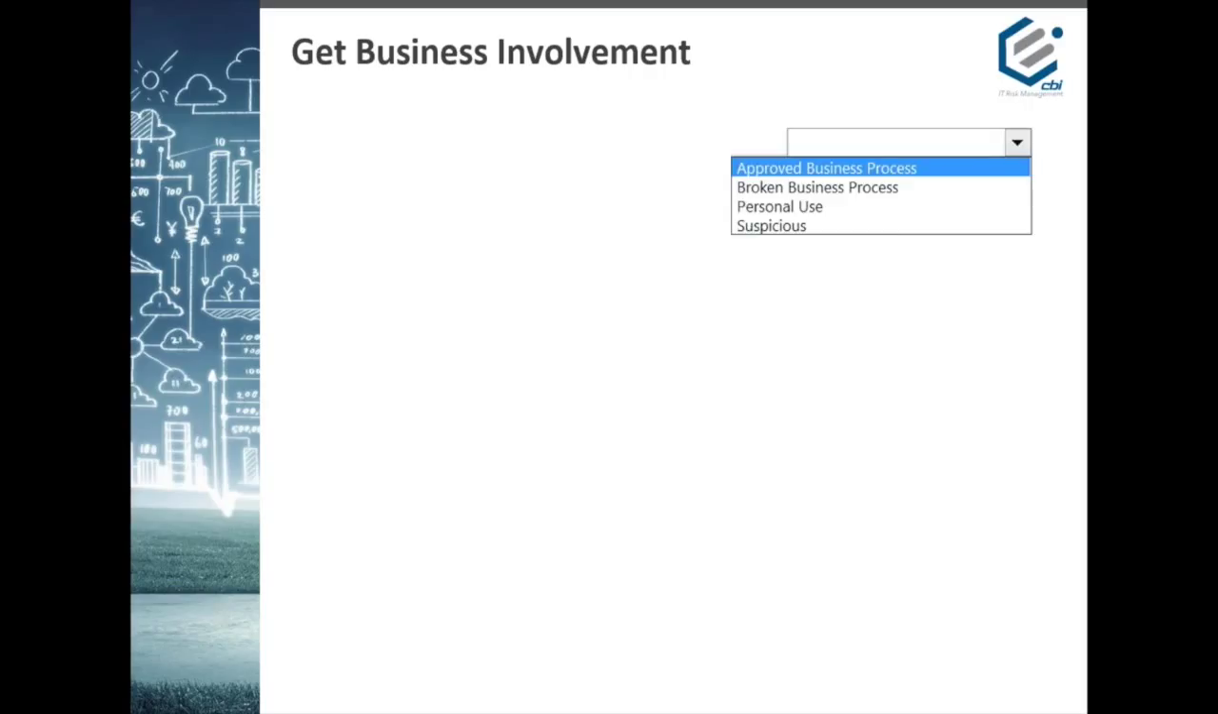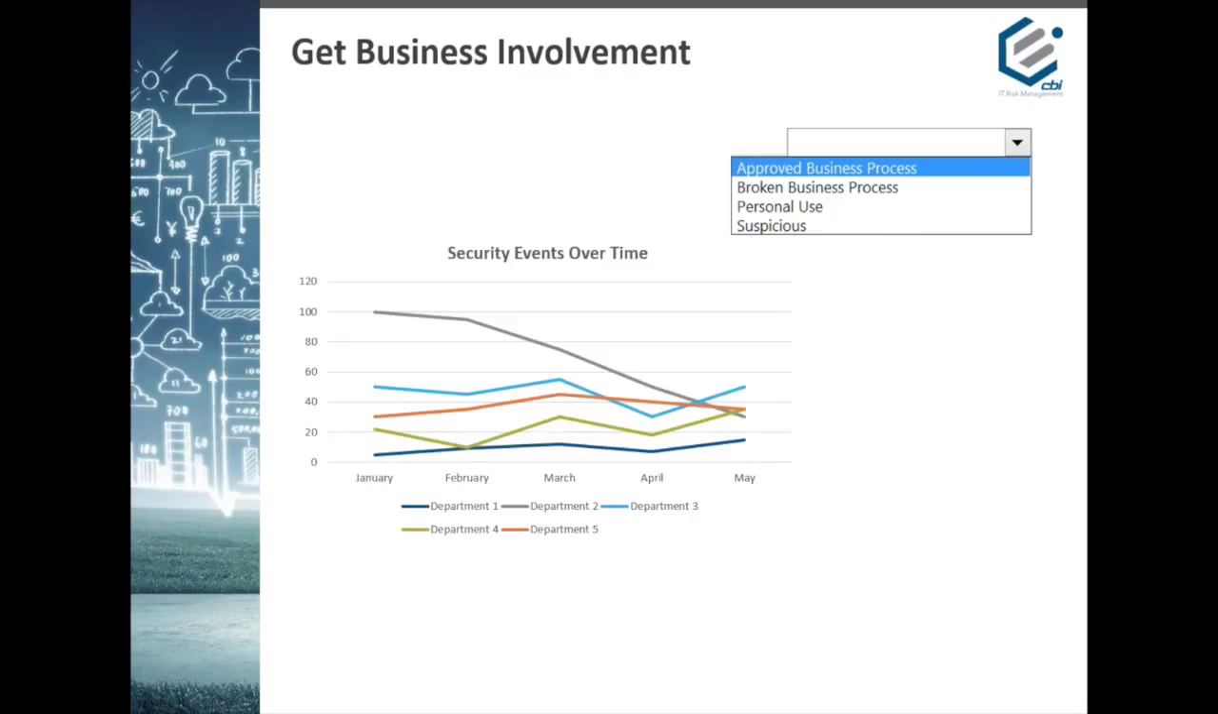During the actual review of the events, we had each reviewer tag the events as either an approved business process, a broken business process, personal use, or suspicious. And all suspicious events were escalated to level 2 within information security for review. At the end of each month, the cumulative results were presented to our data protection committee for analysis and discussion. That's really where the magic happens.